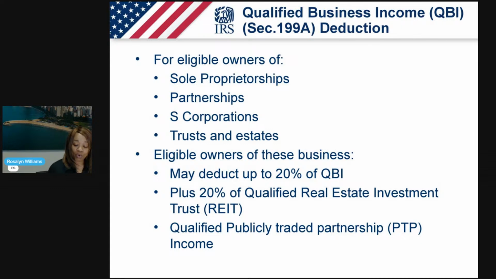Many individuals and owners of businesses operate through sole proprietorships, partnerships, and S corporations, and some trusts and estates may be eligible for the Qualified Business Income Deduction, also called the Section 199A deduction. The deduction is found in tax law that was enacted in December of 2017, and it allows eligible owners of these businesses to deduct up to 20% of their qualified business income. Business owners can also claim 20% of qualified real estate investment trust dividends and qualified publicly traded partnership income.